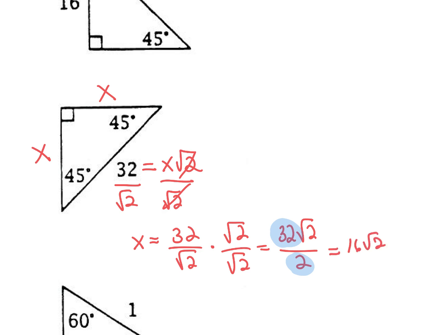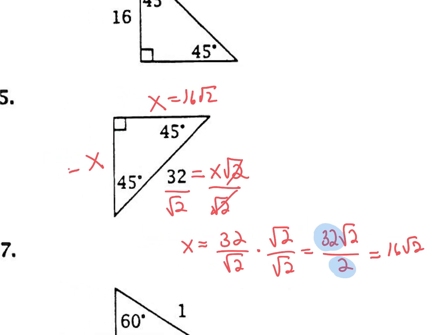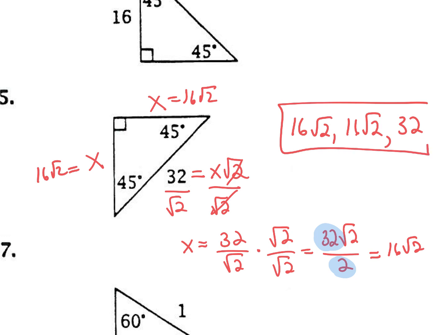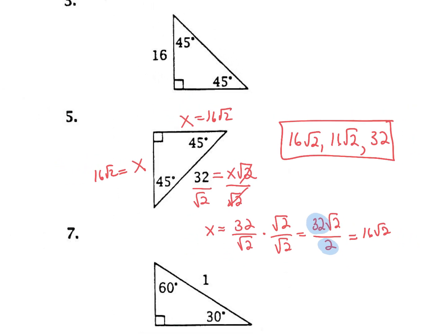And since you found X, that's what your sides are. So this is 16 root 2. And the other side also has to be 16 root 2. So if you're putting your answers in order, 16 root 2, 16 root 2, and then the hypotenuse is the biggest number, that's 32. So that triangle is solved. And that's how you solve your special right triangles.